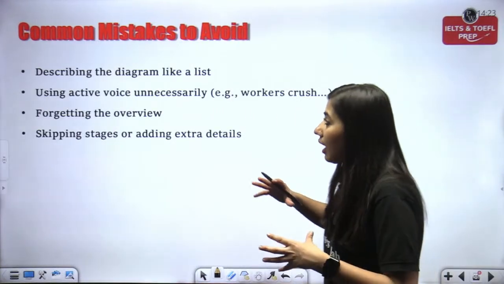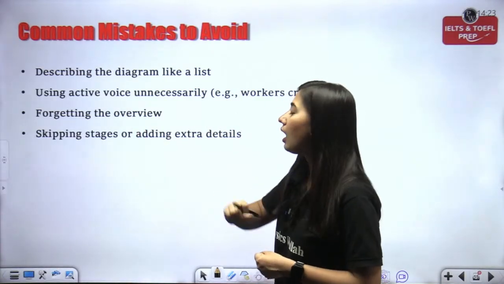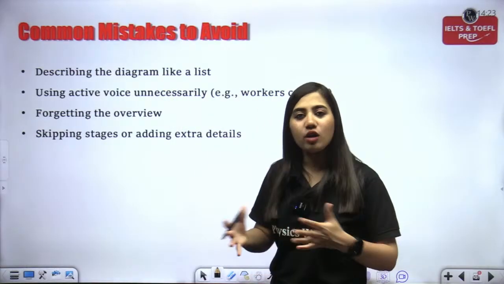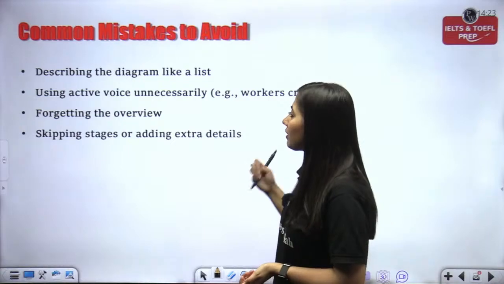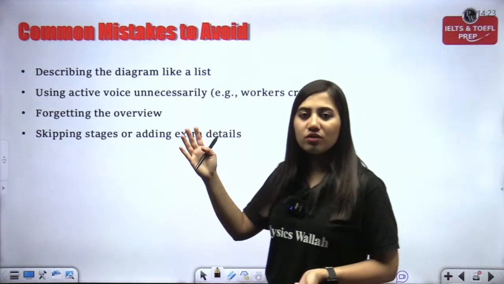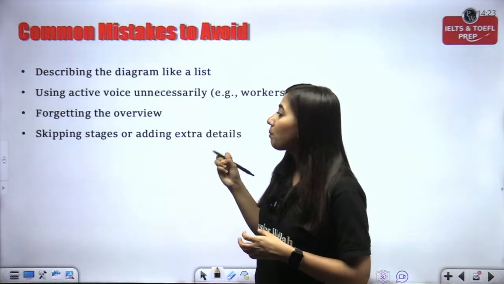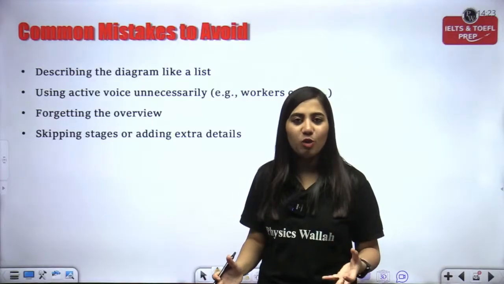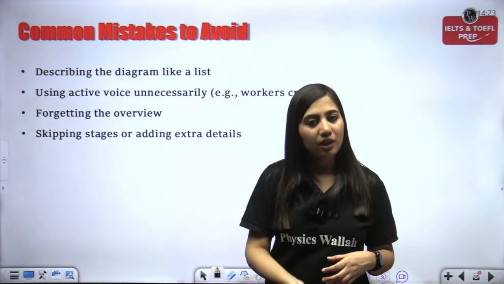Now we always have to avoid these mistakes while writing our report. What are these? Describing the diagram like a list. It's not a list, it's the whole process. Using the active voice unnecessarily, for example, workers crush. You don't need to use the active voice here. Instead, you have to use the passive voice. Because this is not happening presently, you can't use the active voice. This is something which has happened and now you're someone who's describing it.